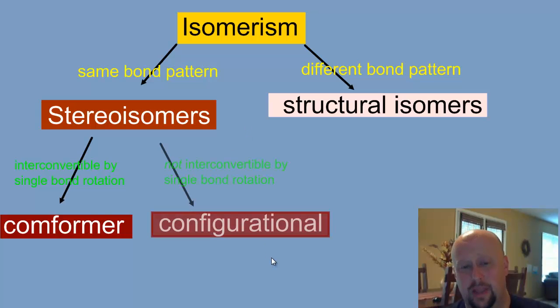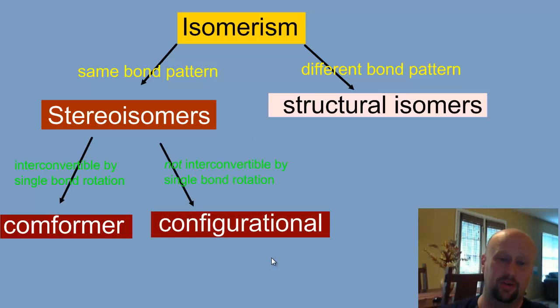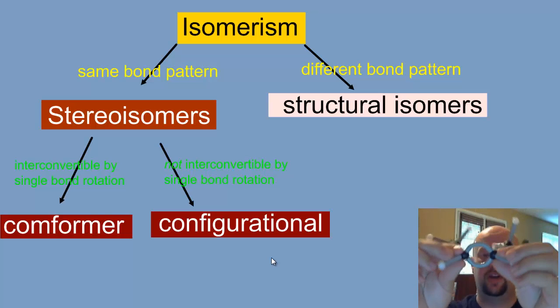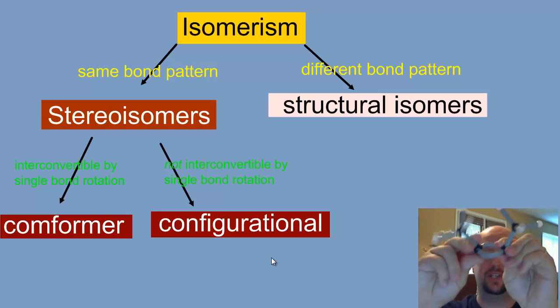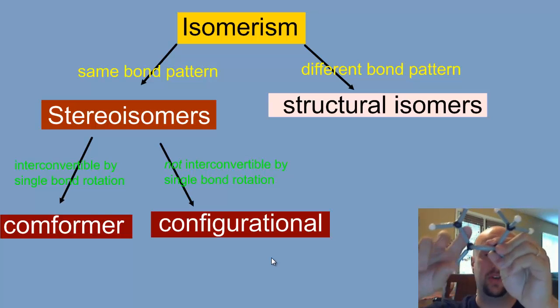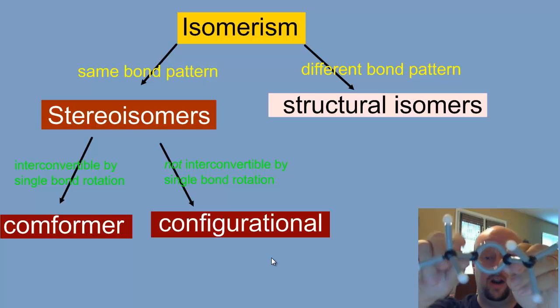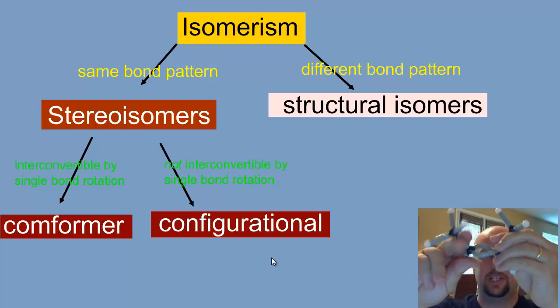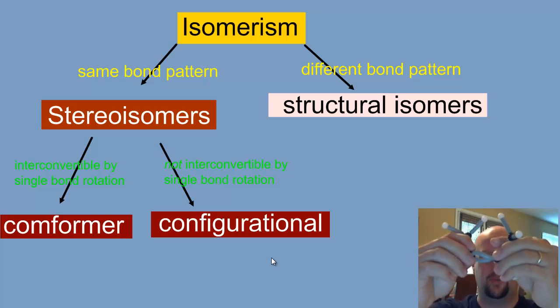And then one of the things we're going to deal with a lot as we go through the rest of the year is what we call configurational stereoisomers, which means you can't convert them by a single bond rotation. If we look at this butene molecule that I've got here, I can't just twist this to make it go between cis and trans. That double bond holds it basically into place. It locks it into place.